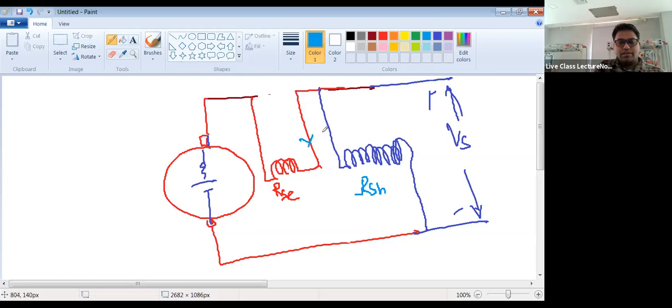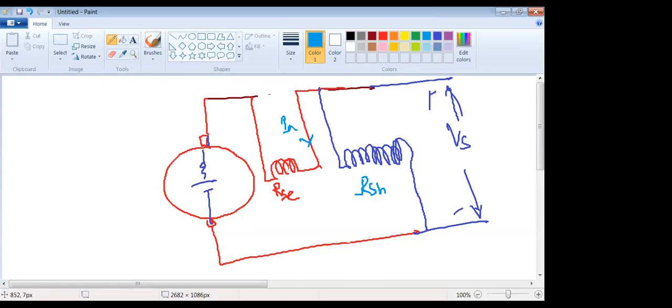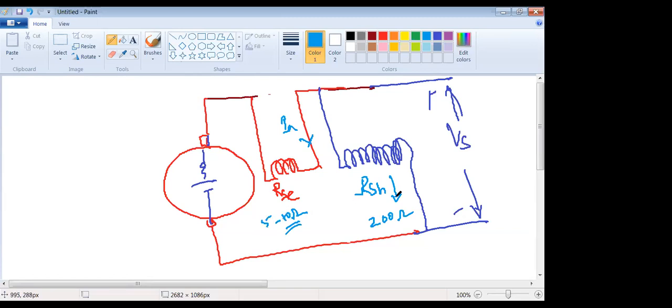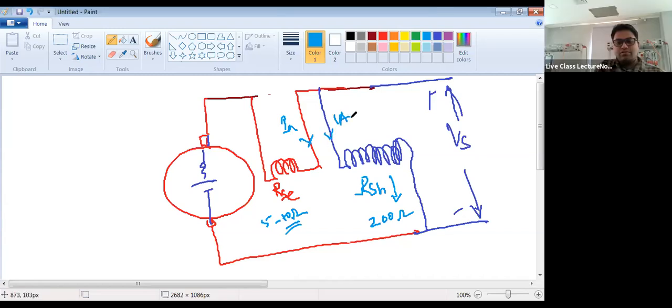Why fat? Why thick? Because it will carry the armature current, right? So its resistance will be in the range of ohms. Very, very less. 5 to 10 ohms, right? And this resistance will be in the range of 200 ohms. This will be 5 to 10 or lower than that also. So this will not carry the armature current. This will carry a very minute current, say 1 ampere only. And this might go for around 50, 60 amperes. It will carry a huge current. So the number of turns is lower here and here it is larger.